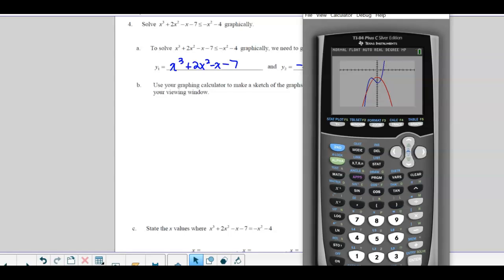Okay. There's actually 3 points of intersection. Remember, overall, that's a cubic, right? It's degree 3. So having 3 points makes sense, 3 or less.